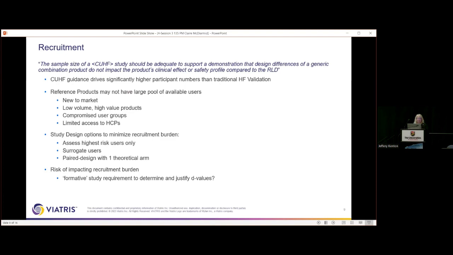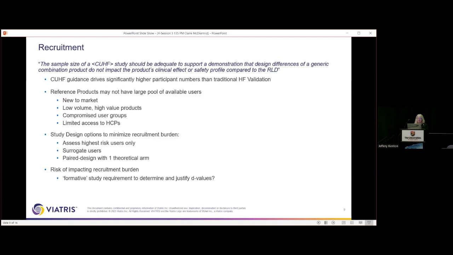So what can we do? What options do we have in study design to minimize that recruitment burden? We can look at the opportunities to assess high-risk users only. That is outlined in the guidance as an option. We can potentially look to recruit surrogate users where access to specific reference product patients is very limited. Again, that has to be discussed and agreed with the agency through protocol review.